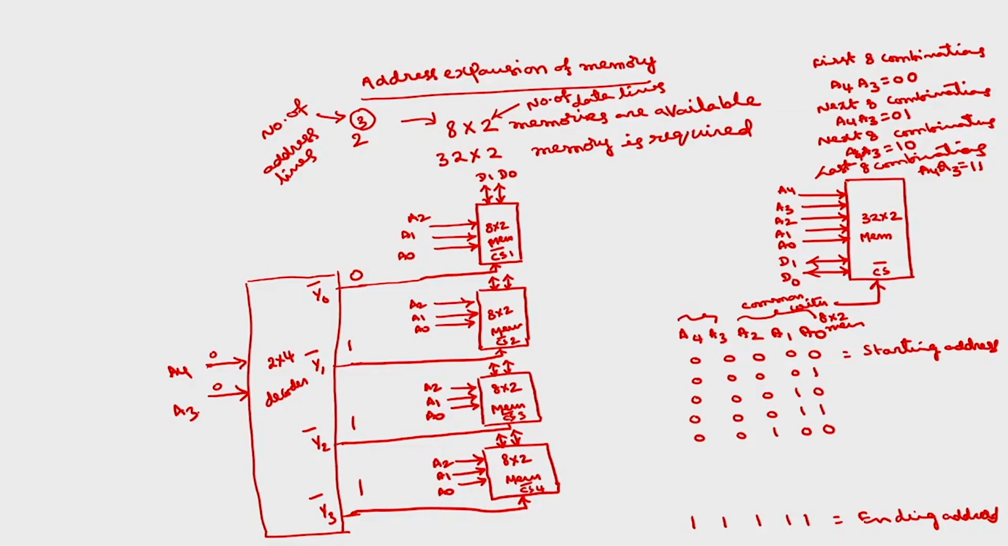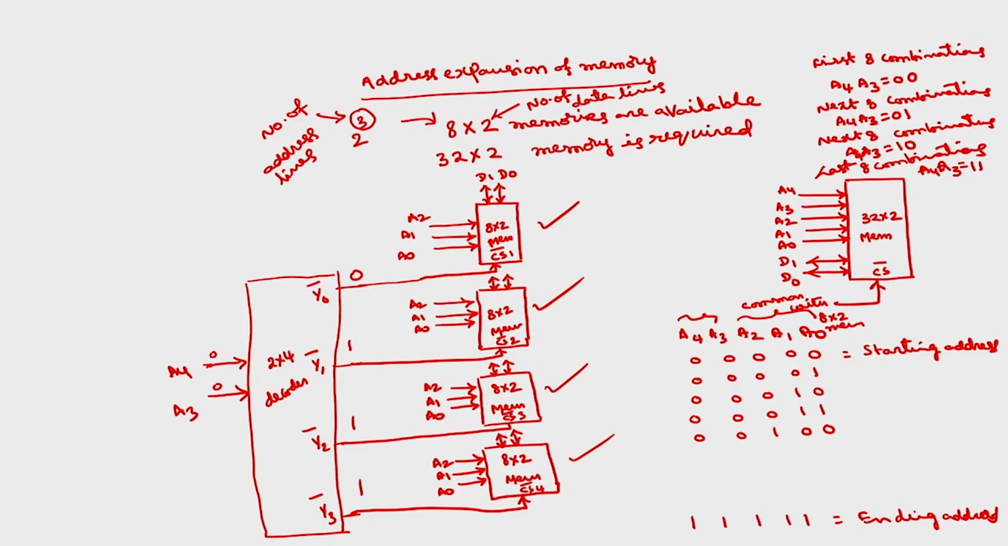So, here if A4 A3 is equal to 0 0, Y0 bar is selected. Thereby, for the first 8 combinations of the total 32 combinations, A4 A3 is 0 0, so the first memory will be selected, and the remaining 3 will be disabled. If I give A4 A3 equal to 0 1, the second 8 by 2 memory will be selected, for 1 0 the next one is selected, and for 1 1 the last one is selected. This is how we can select only one of these 8 by 2 memories for each combination of A4 and A3.